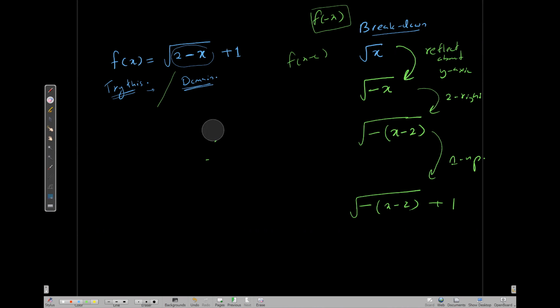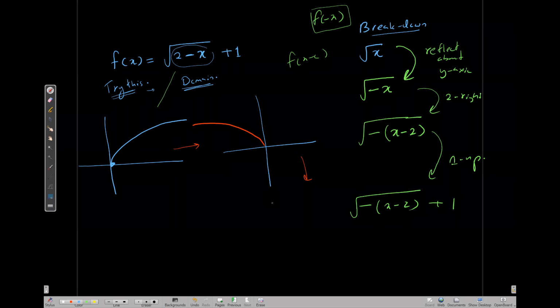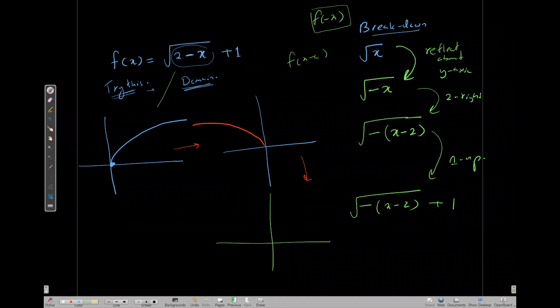So let me draw it over here. You start with here, and it will flip around the y-axis, so here to here, and then from here to here you will have 2 right, so 1, 2 to the right like this, and from here to here finally you will have 1 up, so 1, 2, 1. This is the point, new vertex.